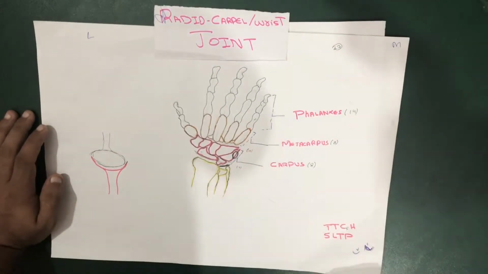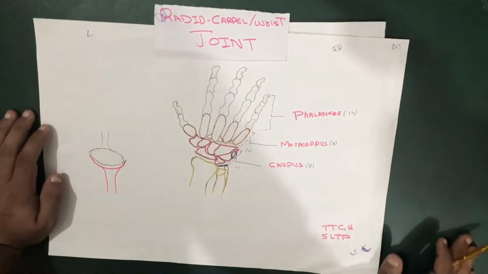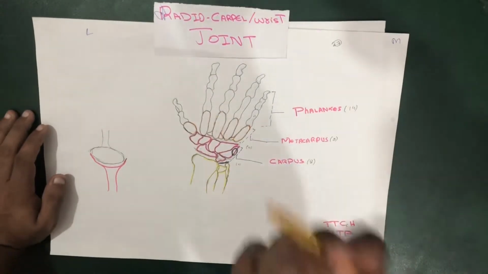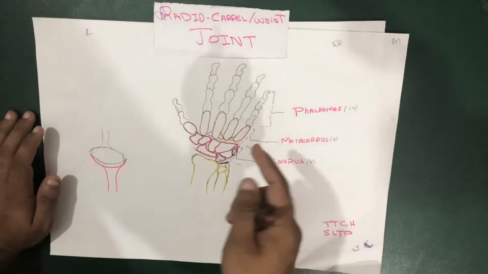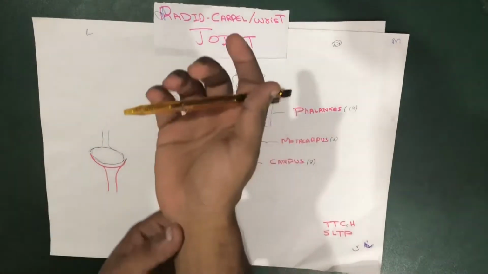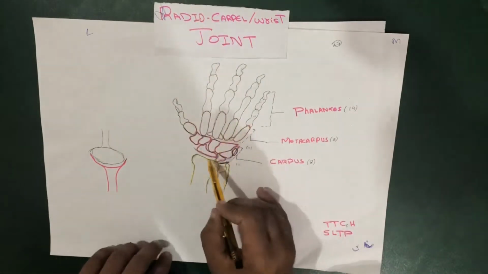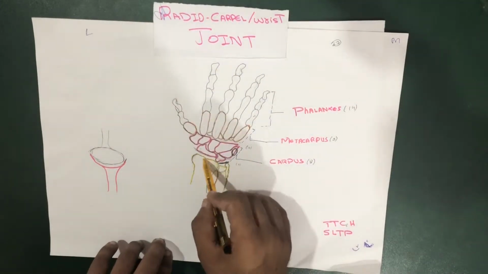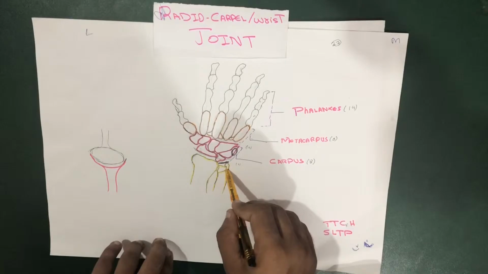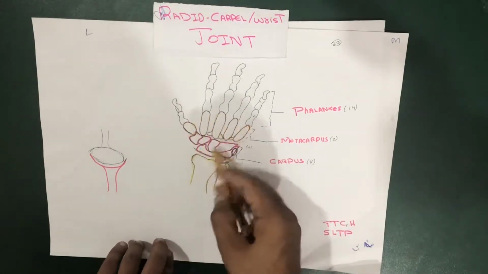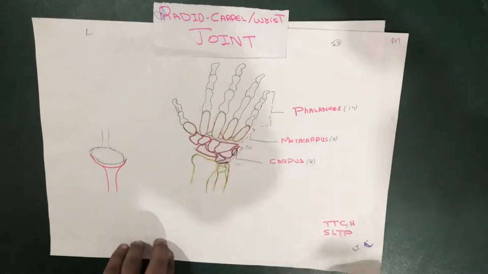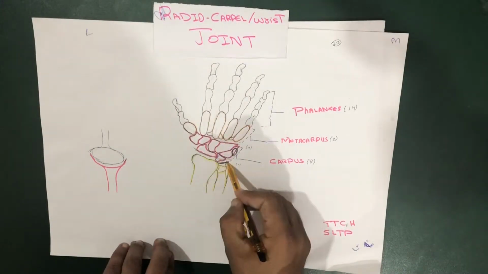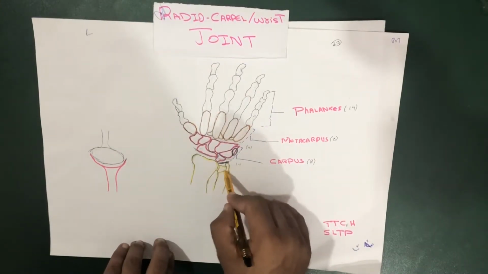Now let's talk about the type of joint. This is a synovial ellipsoid joint, nothing more to detail about it. We have also got a capsule which encloses the joint and is attached above to the distal end of the radius and ulna. Remember this one: the ulna is not taking part in the joint, but the capsule is attached to the ulna.